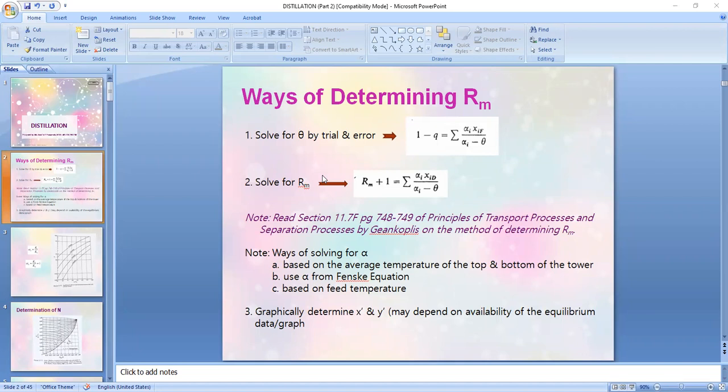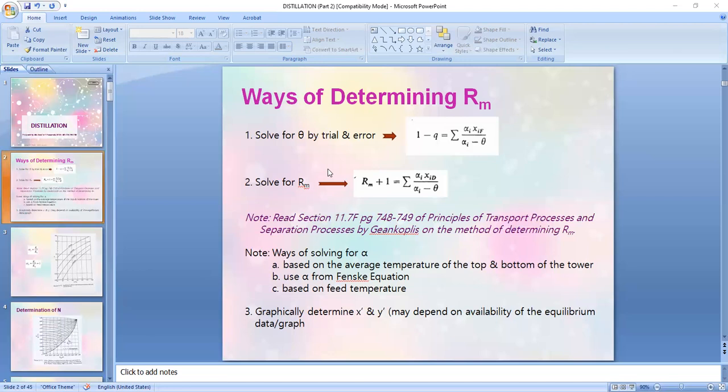Now, for this afternoon, we will start with the analytical process of determining the number of stages. Though it's analytical, you still need to refer to graphs that are available in your handbook or the equivalent of such graph that is available in Geankoplis. Okay? Now, when you want to determine the number of stages for your distilling column analytically, you're going to refer to a graph, but this time you are not going to draw the operating lines anymore.